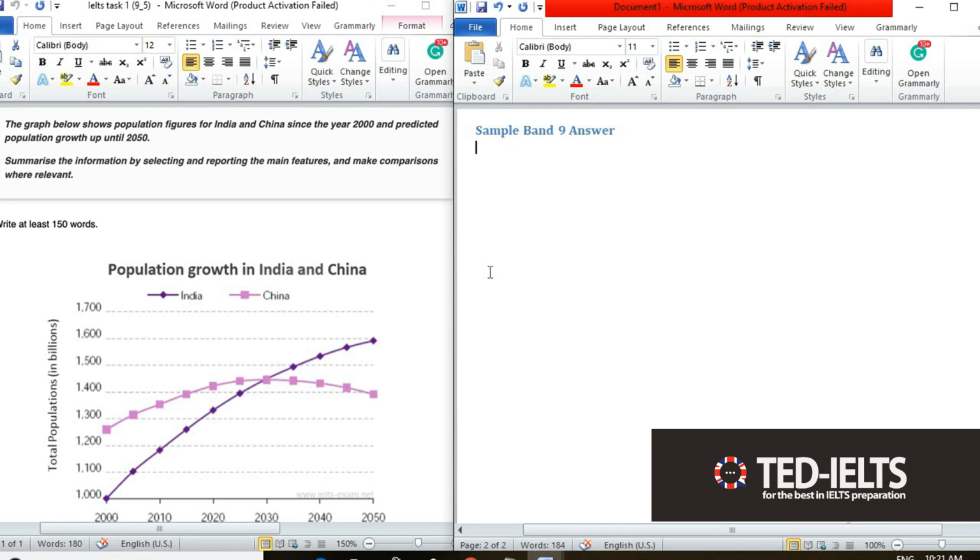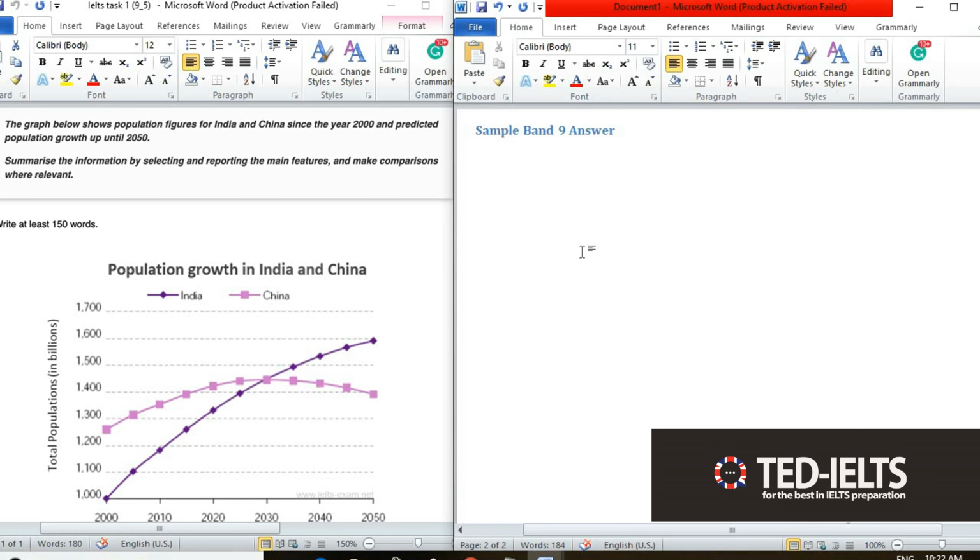So what do we do first when we see this kind of task? Well, first things first, you should read the instructions here for IELTS Task 1. It's always going to be pretty much the same, but you've got this sentence in the middle here that you should read. It'll give you some important information that usually refers to the title at the top of the graph. So here, the graph below shows population figures for India and China since the year 2000 and predicted population growth up until 2050. So we need to paraphrase this to begin.